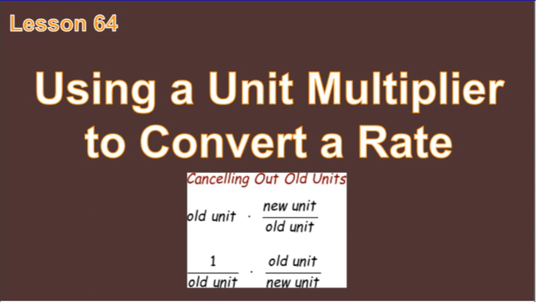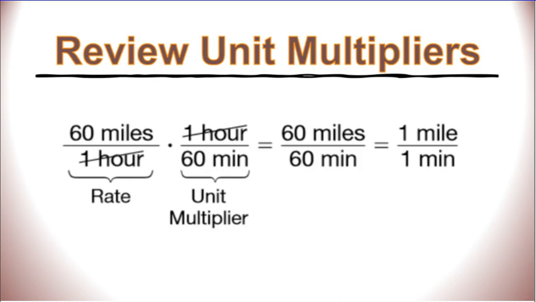Lesson 64, using a unit multiplier to convert a rate. Let's review what a unit multiplier is. A unit multiplier is a ratio that has two different units of measurement. The numerator has one unit of measurement, and the bottom, or the denominator, has another unit of measurement. And you use unit multipliers to convert from one unit of measurement to another.